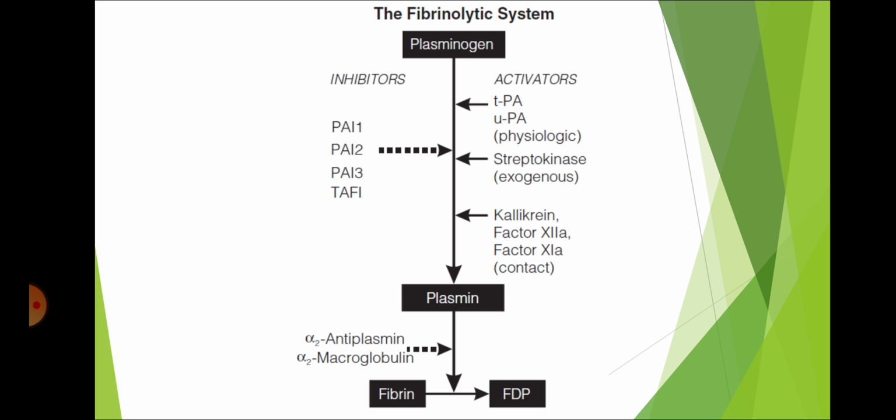The inhibitors of plasminogen activation are plasminogen activator inhibitor 1, plasminogen activator inhibitor 2, plasminogen activator inhibitor 3, thrombin activable fibrinolysis inhibitor TAFI, and inhibitor of plasmin, and serve to control the fibrinolytic system. The fibrinolytic system, like the clotting system, is intricately regulated by these activators and inhibitors.